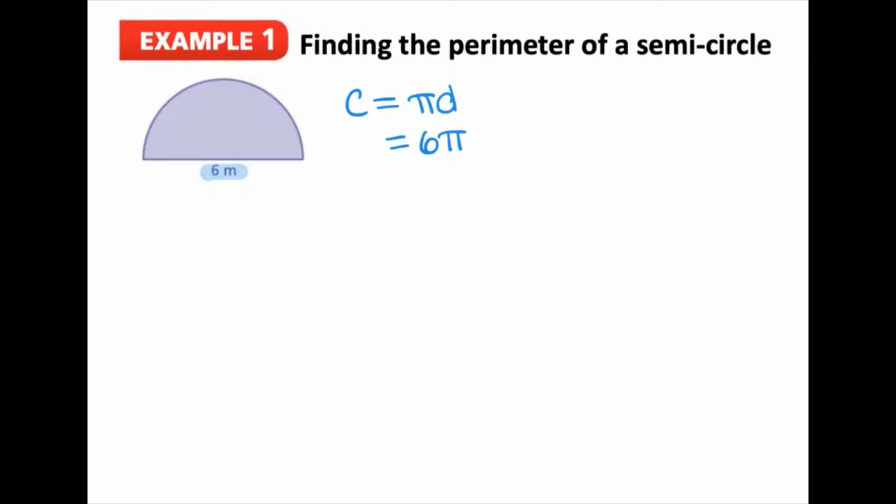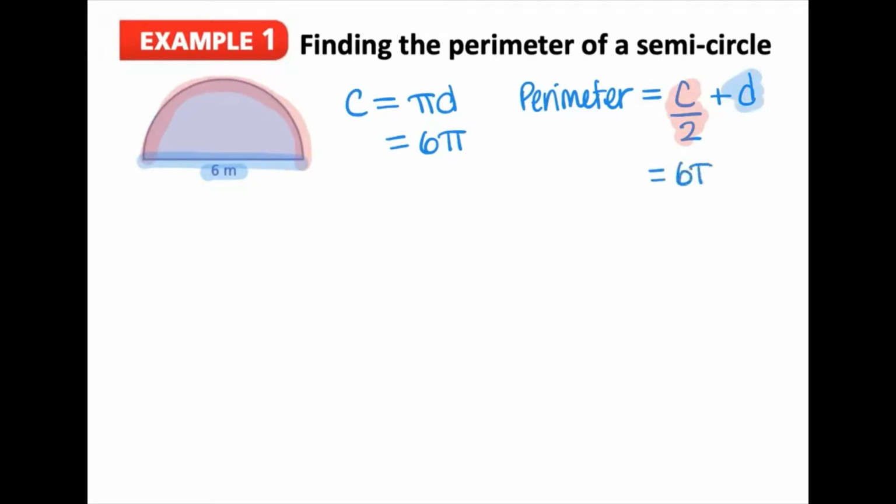So let's make another formula for what our perimeter is going to be equal to. Our perimeter is going to be equal to my circumference divided by 2 plus this diameter, because the little man has to walk around half the circle and then across it. So then now we have 6 pi divided by 2 plus 6.